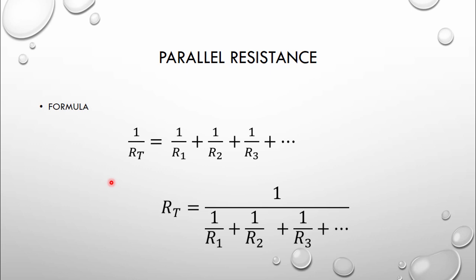If you have learned physics or electrical engineering, you will know that this is the base formula for calculating parallel resistance. 1 over R total equals 1 over R1, or resistor 1, added with 1 over R2, or resistor 2, added with 1 over R3, and so on.